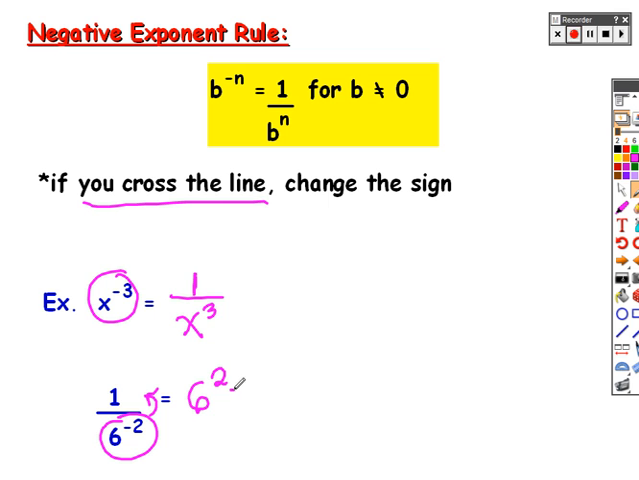So 6 squared is actually 36. So if I see that negative exponent, I move anything that's attached to the negative exponent to the other side of the fraction. And then again up here, I can't be dividing by 0.